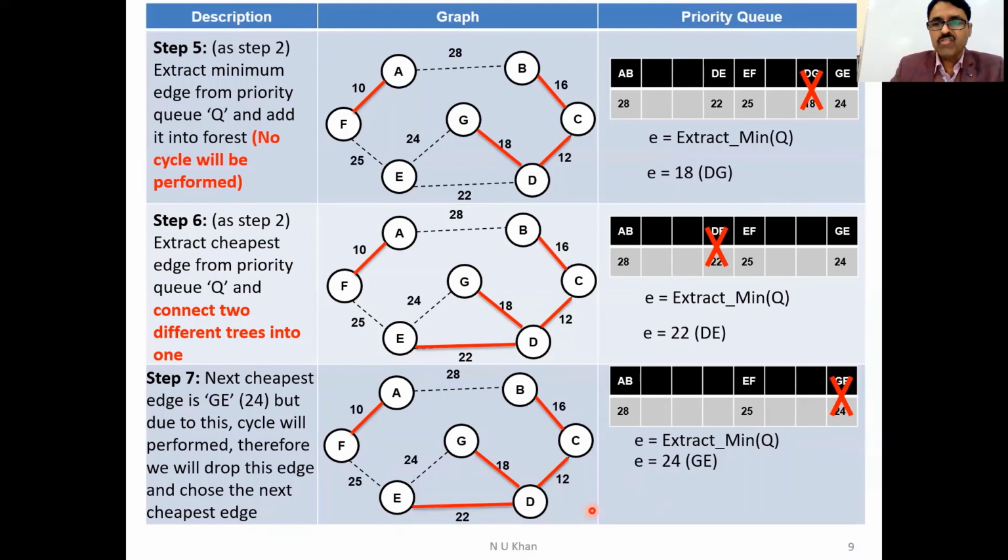Now select the next cheapest. ये तो अब खत्म हो चुका यहाँ पर. तो next cheapest is EF. Okay, that is 25. So 25 को यहाँ से remove किया. Now put where is E and where is F. E is this one, F is this one. It means this is one tree and this red branches have a different tree. Now if you connect, so no cycle will perform here, so you can connect easily.